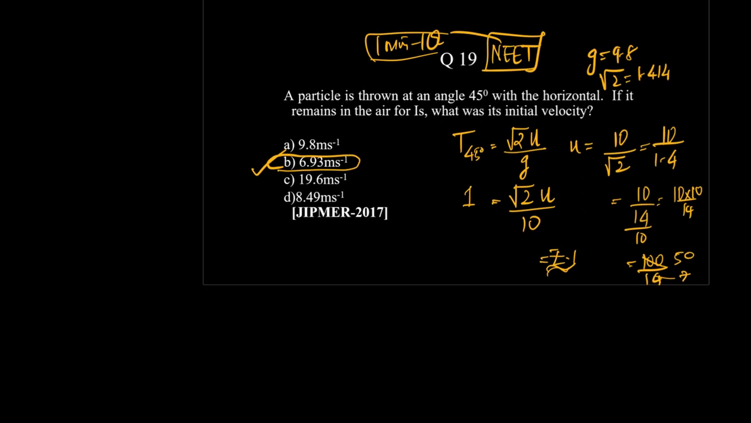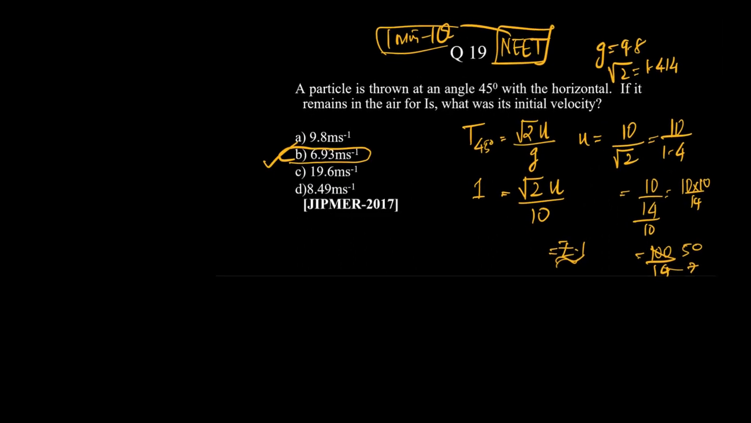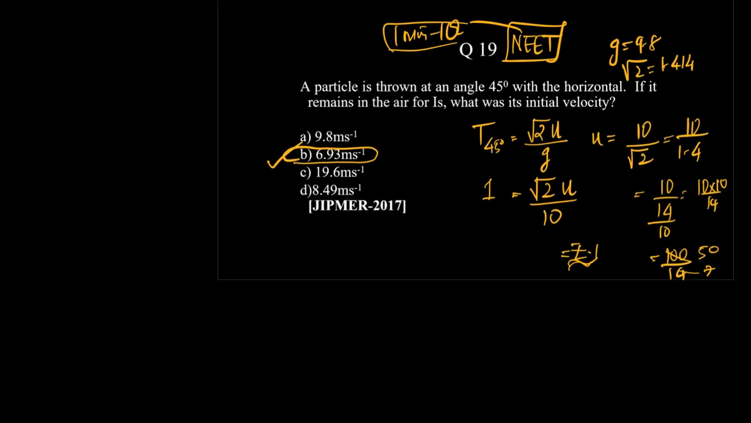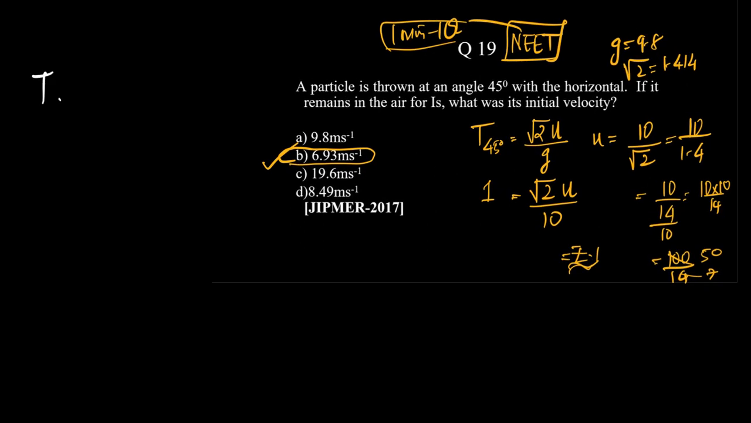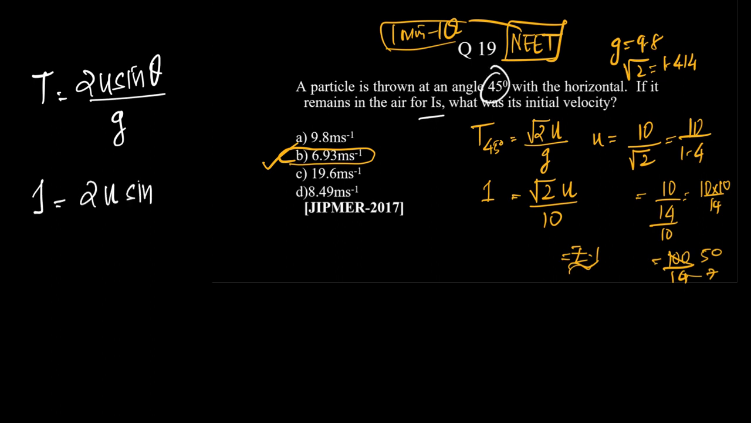Now, if you want to understand this in much detail, well, there's actually nothing to be detailed here, but let's see. So what is time of flight equal to? It is 2u sine theta by g. In the question, it is 1 second. So 1 is equal to 2 into u into sine of the angle 45, divided by g. g is 10. So if you cross multiply, 10 is equal to 2u sine 45.